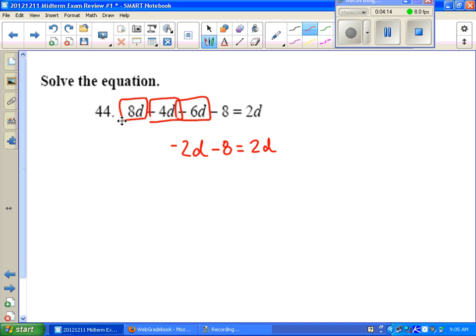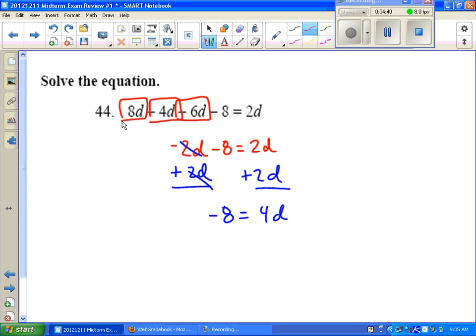Now get all your d terms or your variable terms to the same side. Move your smaller one over to your larger one. Negative 2d is smaller than positive 2d. So undo that negative 2d or minus 2d by adding 2d. You add 2d to the left, you need to add 2d to the right. These two will cancel each other out. Don't forget your negative that goes with the 8. 2d plus 2d is going to be 4d, or 4 times d.